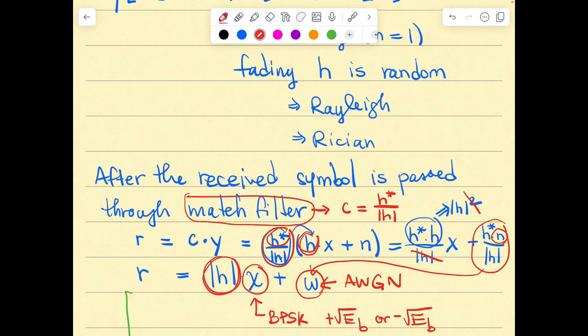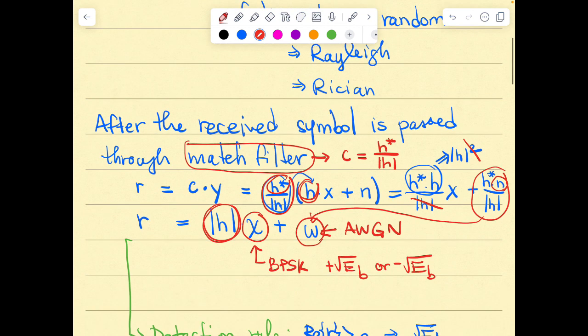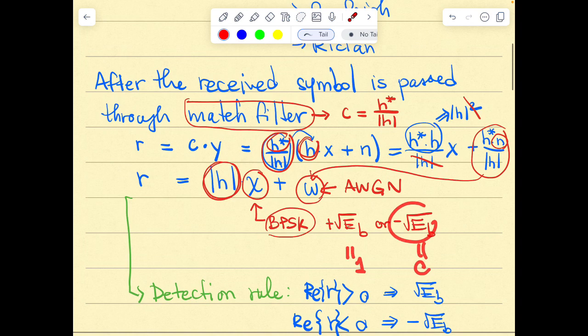Okay. So if we assume BPSK, then there are two choices for x: either square root of Eb or minus square root of Eb. This could represent bit 1 and this could represent bit 0. Okay, so it depends on the quality of the channel. The magnitude could be big or could be small. If it's big, then we say the channel is good. If it's small, close to 0, then we say the channel is bad.